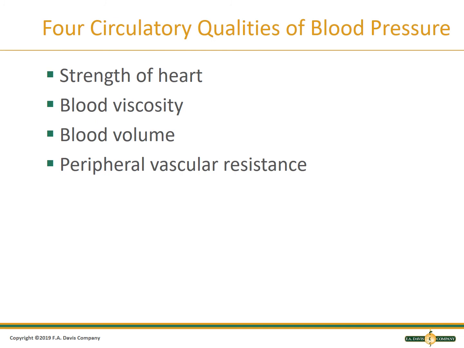There are 4 circulatory qualities of blood pressure: strength of the heart, blood viscosity, blood volume, and peripheral vascular resistance. So your blood pressure is the measurement of the pressure or tension of the blood pushing against the walls of the arteries in the vascular system, not the veins, not the capillaries, but the arteries. The amount of pressure is determined by a combination of these 4 qualities of blood pressure that we just mentioned.